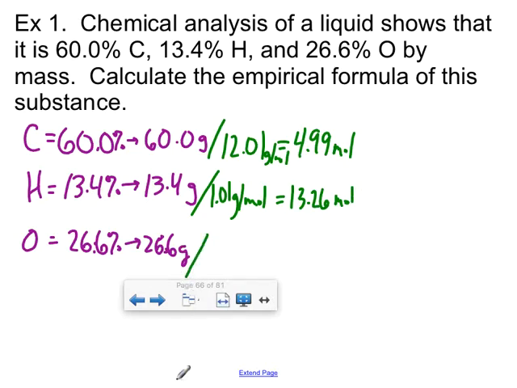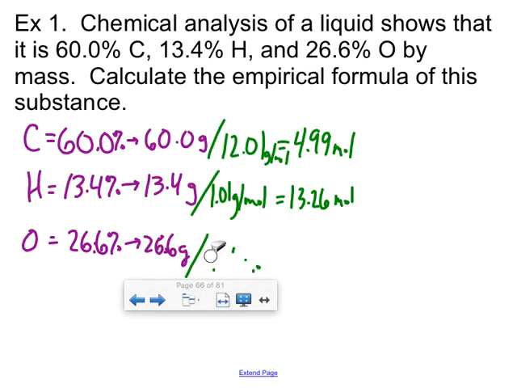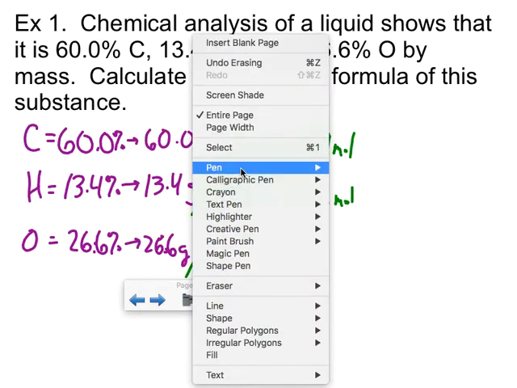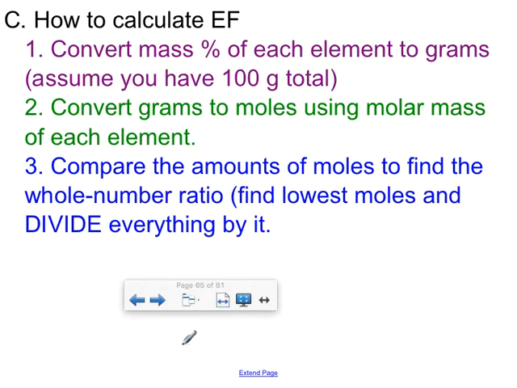And finally, oxygen. I have 26.6 grams of it divided by the molar mass of oxygen, which is 15.99. Sorry. I was supposed to write 15.99 there. All right. So divided by the molar mass of oxygen, which is 15.99 grams per mole. And when I do that, I get 1.66 moles.